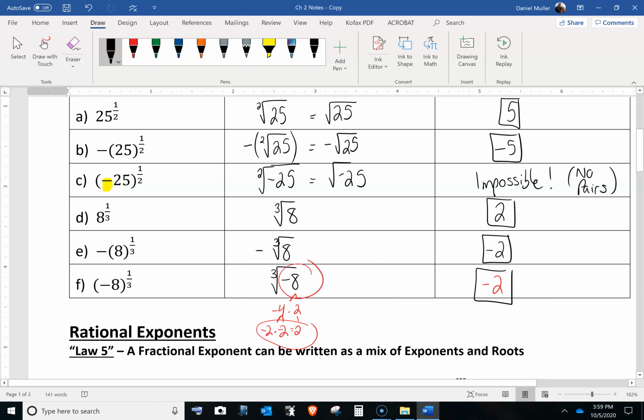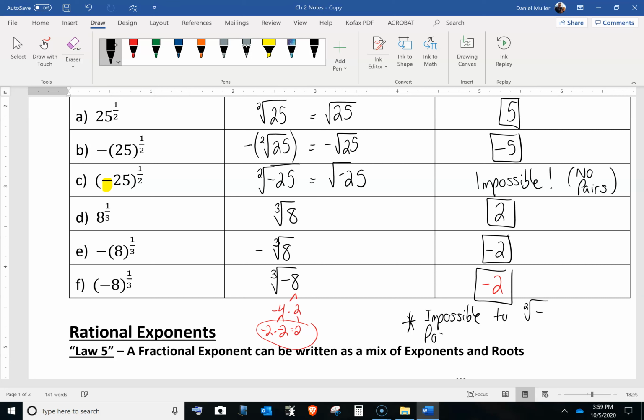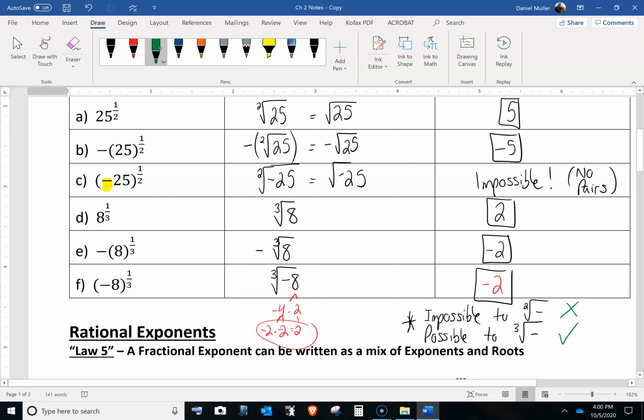So you can take a cube root of a negative number because we will have just an odd number of them. An odd number of negatives will still be negative. So we can make a little note here. It's impossible to do a square root of a negative number, but it is possible to do a cube root of a negative number. So I can't do that, but I can do the cube root of a negative number. So that's good. You're just going to have to have that memorized.